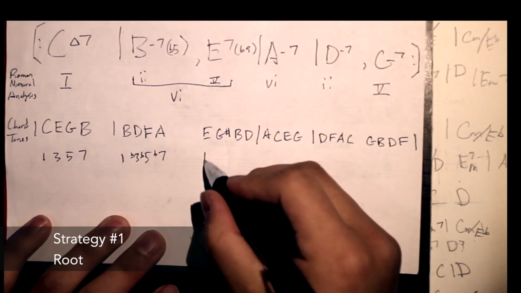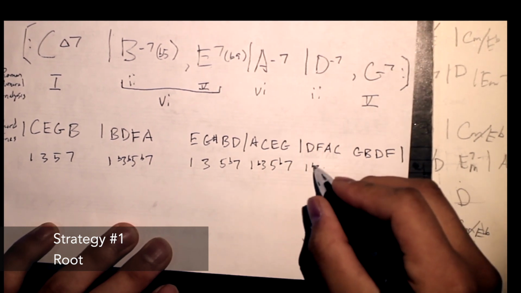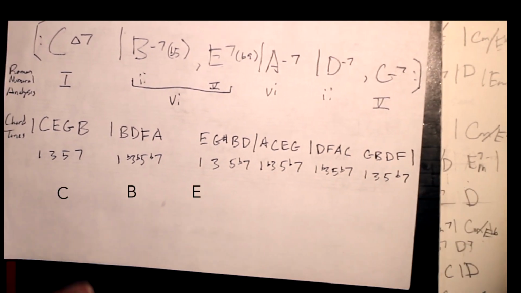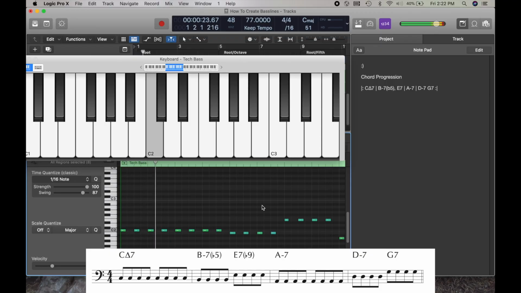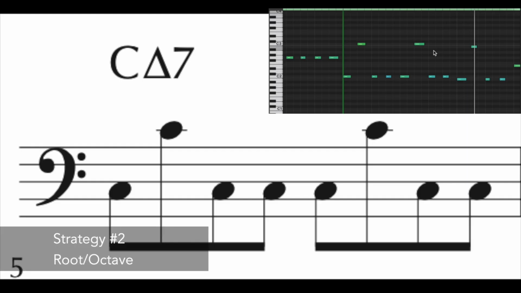So the first strategy we can use is just playing the root. So the root meaning the first note of the chord. So next strategy we're going to try is called a root octave. So basically the first note of the chord, and you're going to jump octaves. You can do above or below.